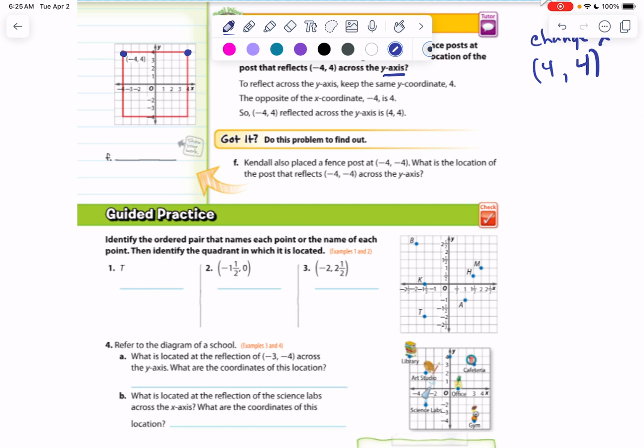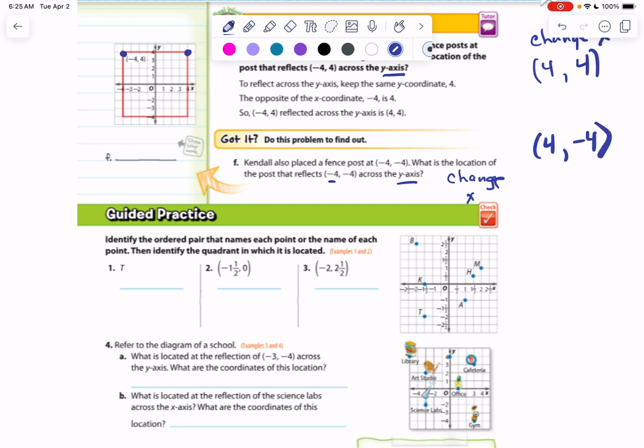Kendall also placed a fence post at -4, -4. What is the location of the fence post that reflects -4, -4 across the y-axis? So for reflecting across the y-axis, we change the x-axis coordinate. So it was -4, so we're going to make that +4 and keep the y-axis the same.